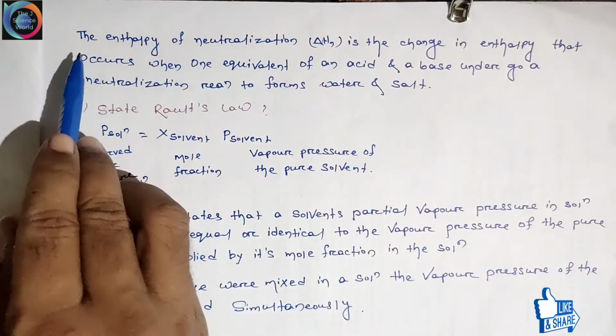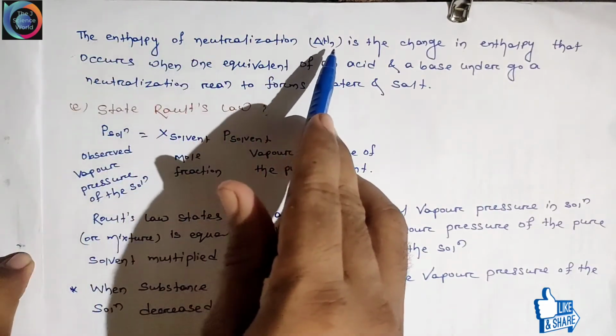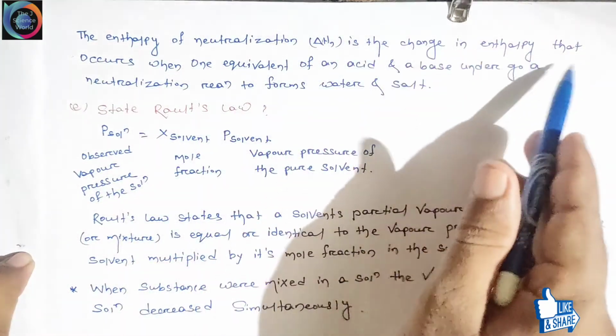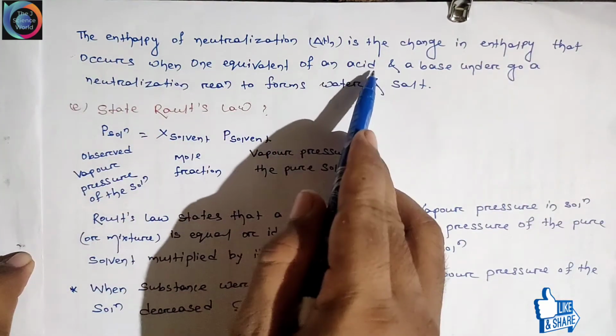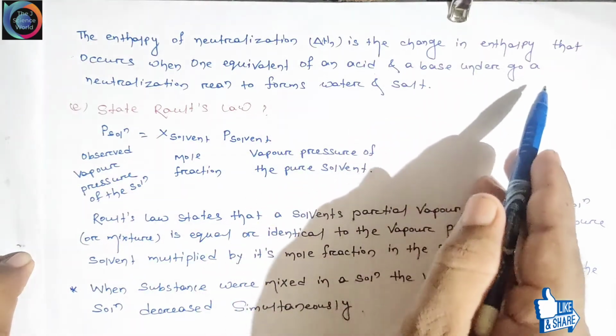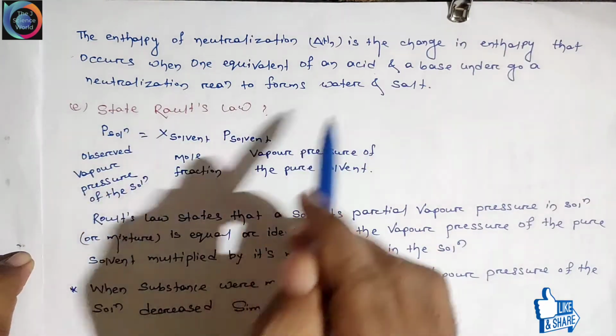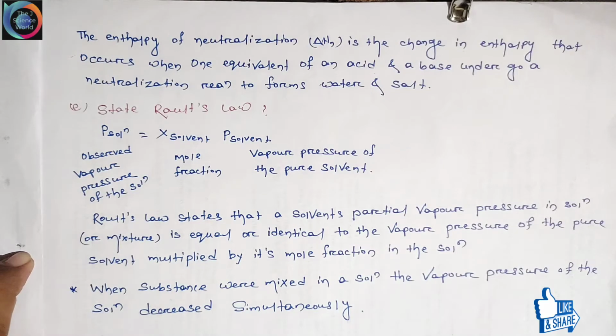So friends, we simply say that the enthalpy of neutralization, delta H_n, is the change in enthalpy that occurs when one equivalent of an acid and a base undergo a neutralization reaction to form water and salt. We already see this in these reactions.